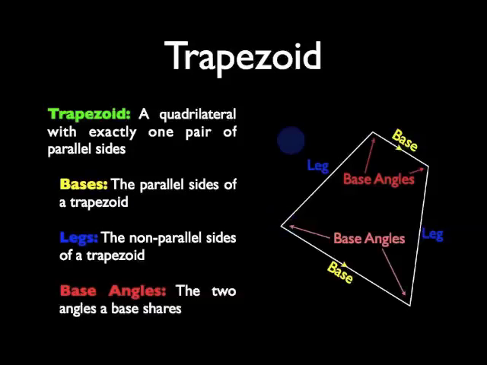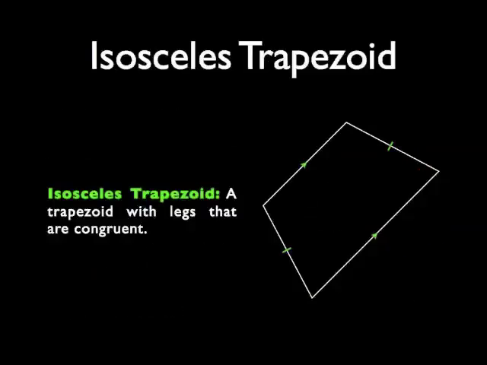And finally, we call the pairs of angles that are attached to either base the base angles. So every trapezoid has two pairs of base angles. And just like with triangles, we also have isosceles trapezoids. Isosceles trapezoids are trapezoids in which the two legs are congruent.